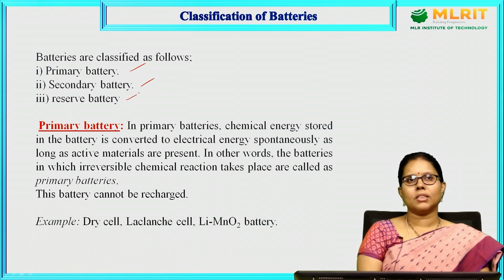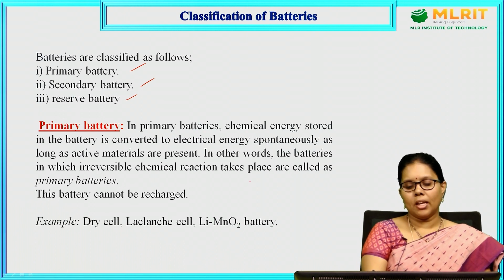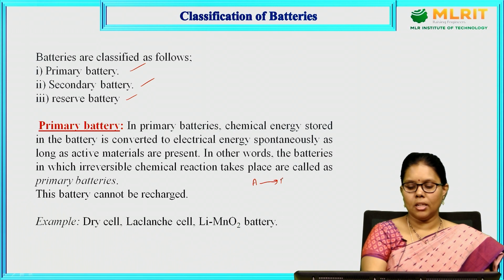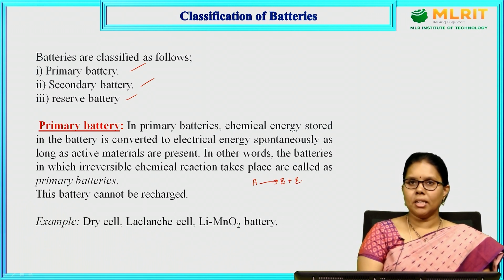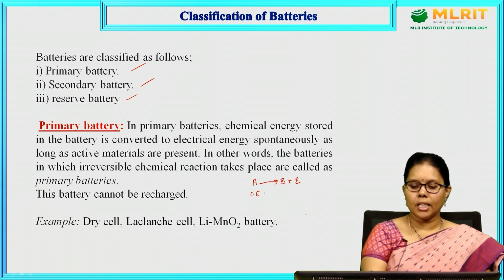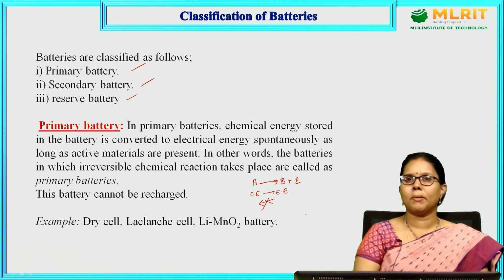Let us take the first battery, the primary battery. In primary batteries, chemical energy stored in the battery is converted to electrical energy spontaneously as long as the active materials are present. If a battery has an active material A, it is converted to B with the release of some energy, which is nothing but the conversion of chemical energy to electrical energy. The reverse reaction is not possible in the primary batteries.